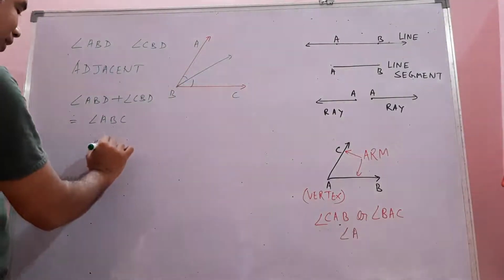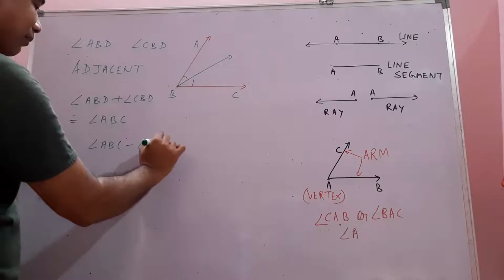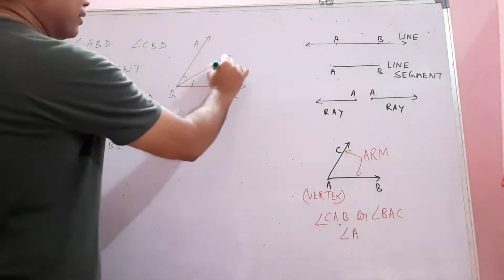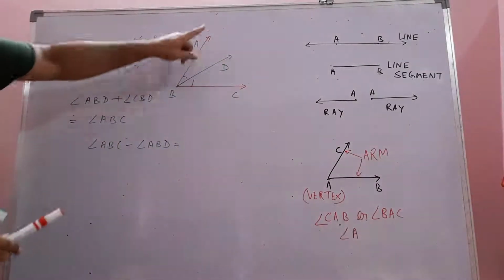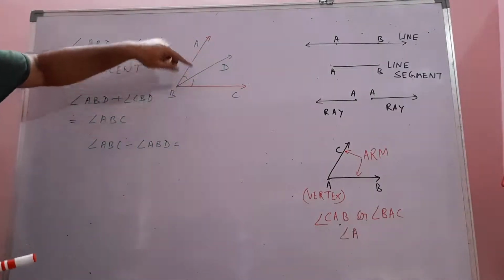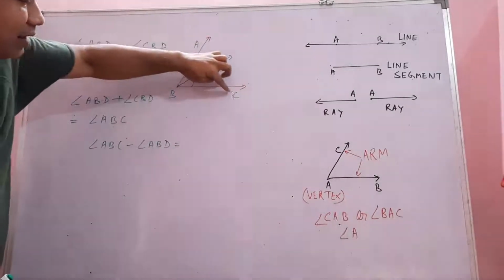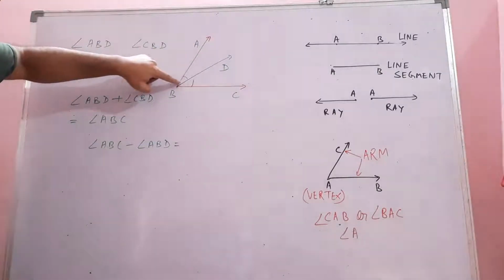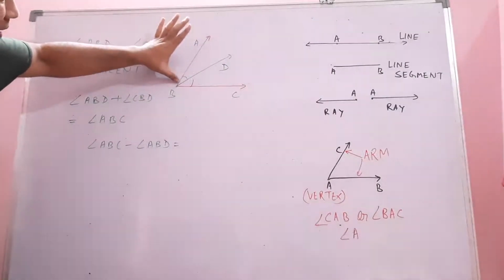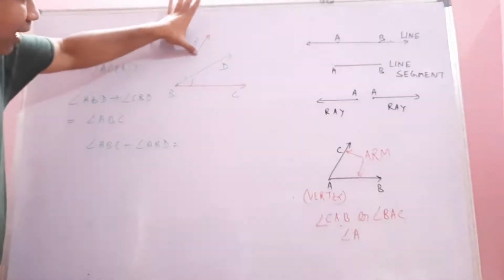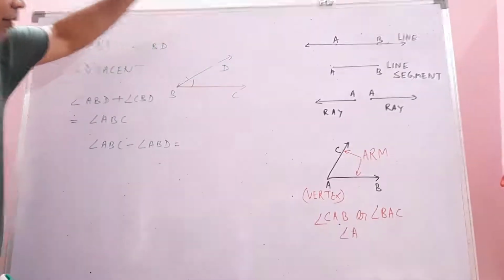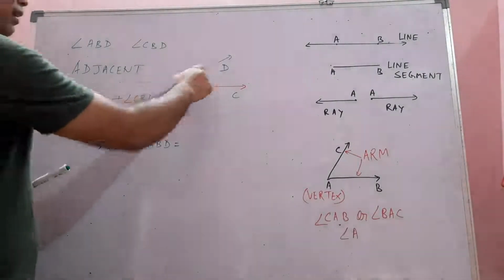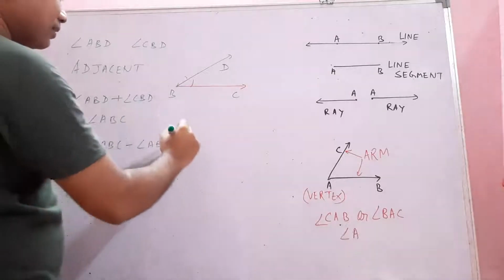Now suppose ABC minus ABD, what will be the answer? From ABC I subtract ABD. ABC is the bigger angle. In many questions it is done like that. From that I remove one angle. Minus means remove. Which angle do I remove? ABD angle I remove. Then just keep the common arm and remove the non-common arm. So what have we seen? The angle DBC or CBD, that is the answer.